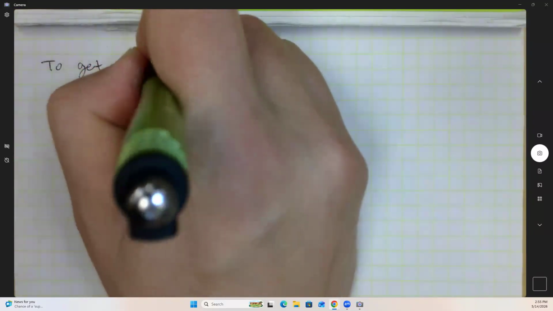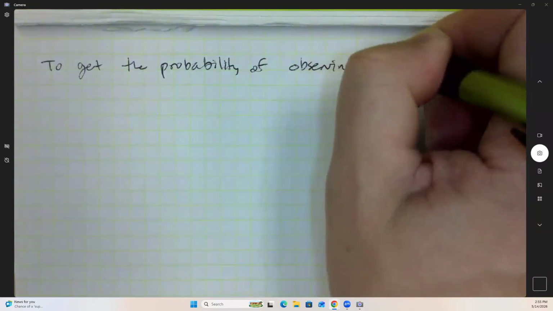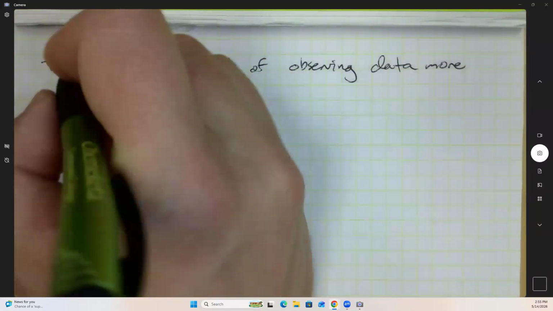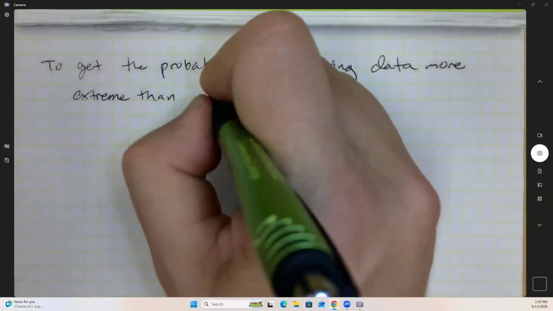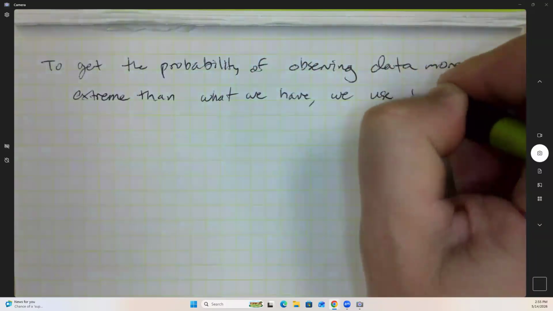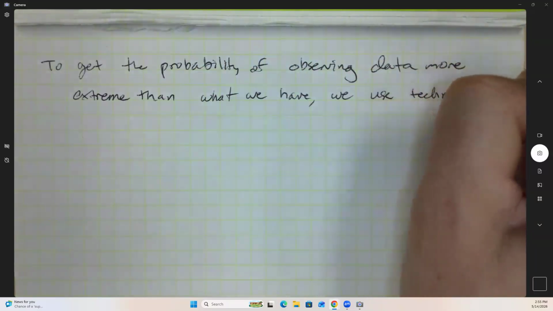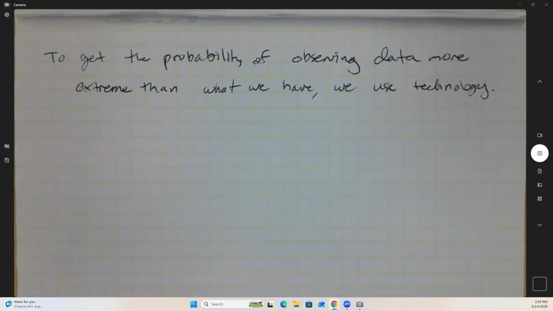To get the probability of observing data more extreme than what we actually have, we use technology. So the first technology we're going to use is our app for visualizing normal distributions, because that gives us some probabilities in there as well. There it is.